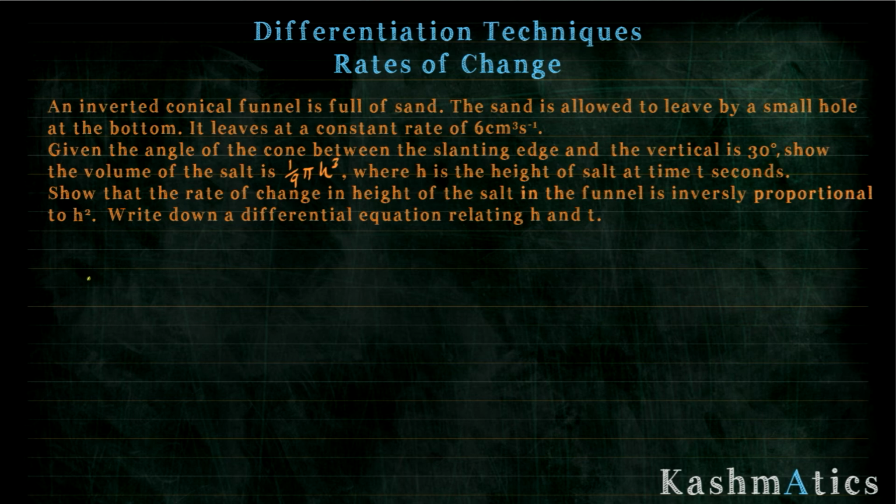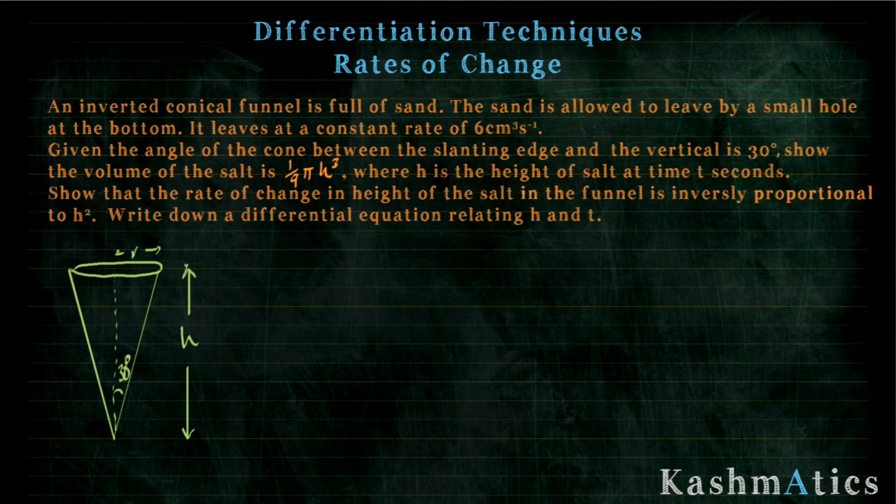Now, as you can see, there's a lot of information to absorb in that question. And what I like to do, wherever I can, is to draw a diagram to help me. So what we've got is an inverted conical funnel. So let's just draw that. So something like that. Okay, so this is my inverted cone. And it says the height is h. Okay, so let's just put that on. And the angle between the vertical and the slant is 30 degrees. All right, and the radius would be r there.